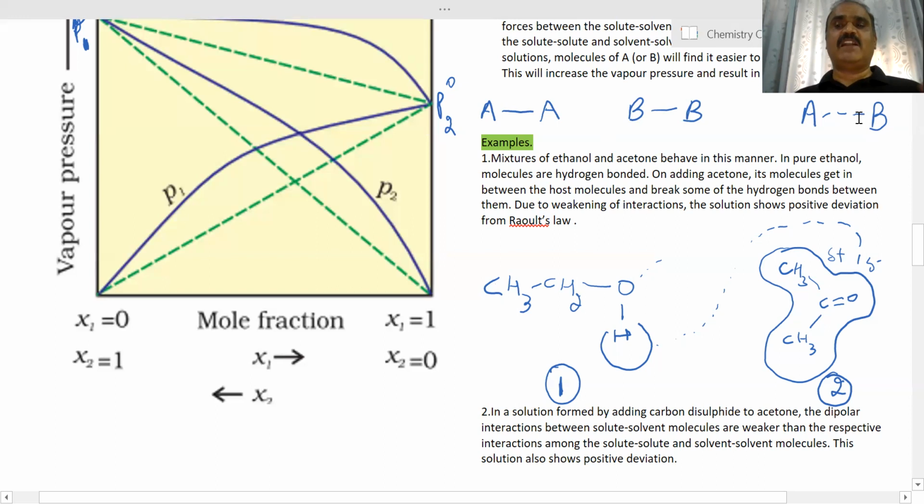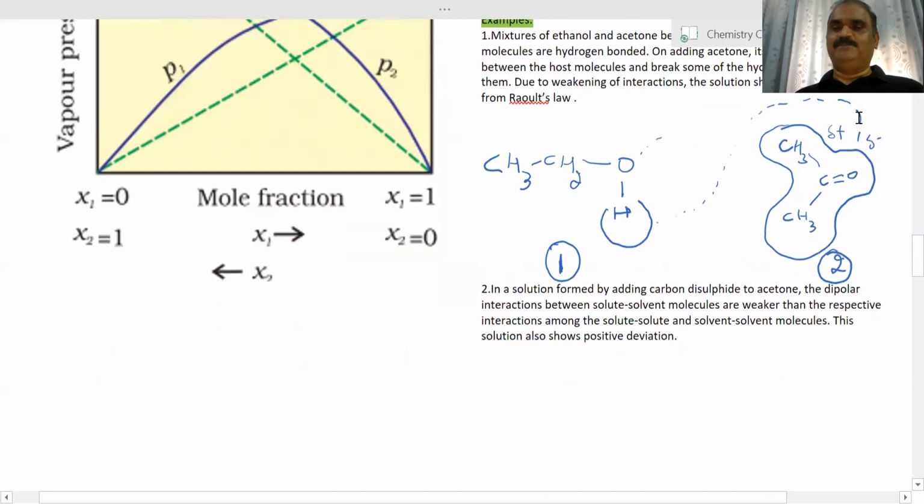They have become slightly away from each other. So obviously, they will occupy more space. They will occupy more volume. That is why volume has increased. 25 plus 25 has become more than 50. And that is why delta V mixing is positive. So this all is the reason for positive deviations. Okay. Now take another example.